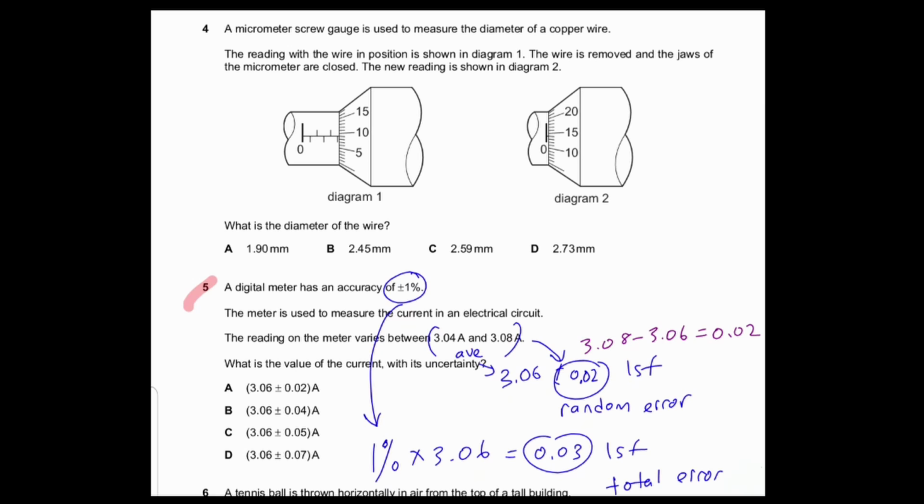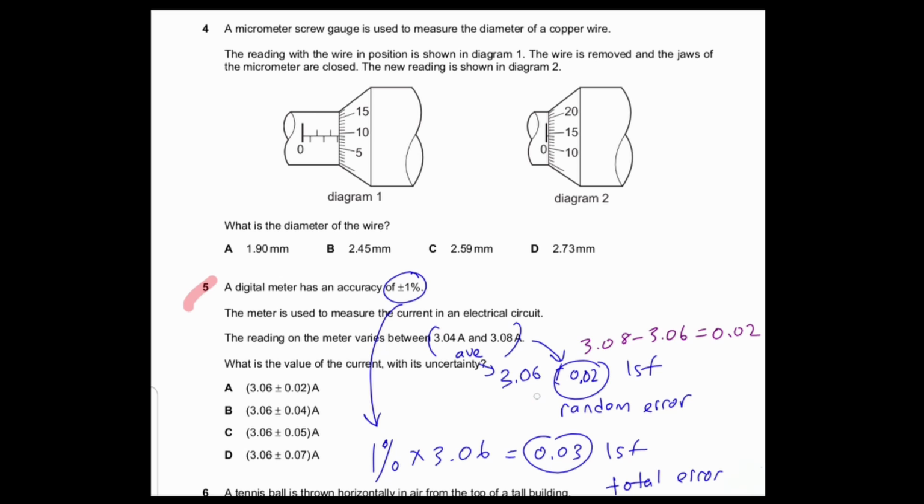You need to know there are two uncertainties. One is the accuracy of plus minus 1%, and then there's a fluctuation here, so that is a random error. So you need to find the random error first by adding these two and dividing by 2 to find the average, then you get 3.06. So to find the random error, you take the biggest minus the average, so then your answer is 0.02. So that is your random error.